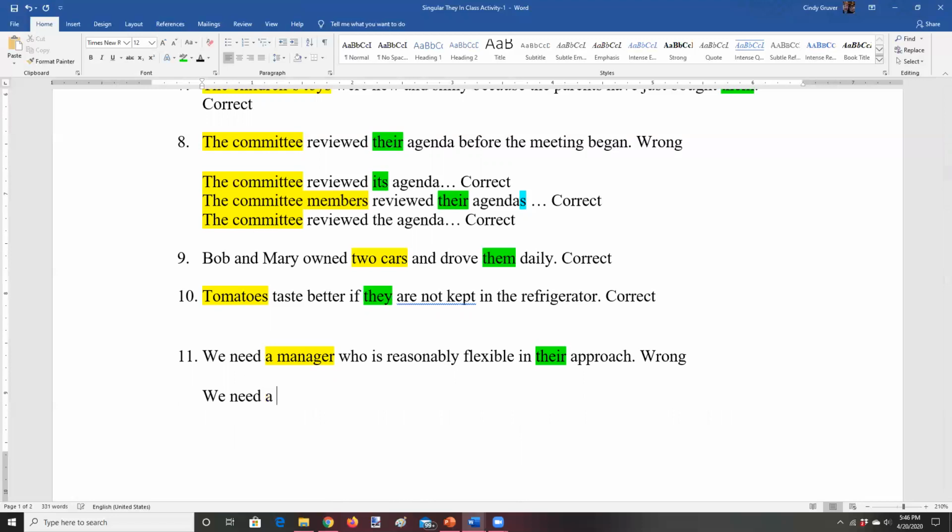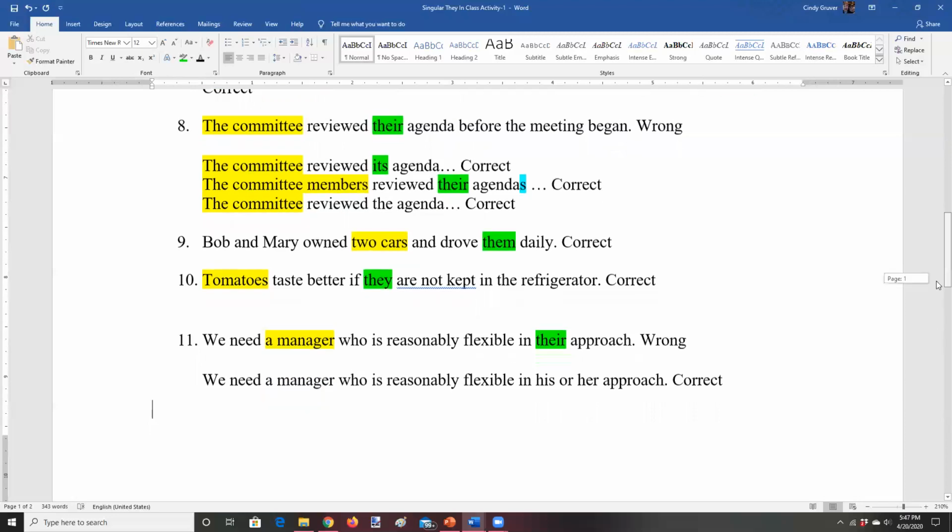So they could have said, we need a manager who is reasonably flexible in his or her approach. Correct. Or, and I guess we just need one manager, so we couldn't really say we need managers who are, it sounds like there's just a need for a single manager. So this is probably the best way of fixing that. So let me go ahead and highlight this.